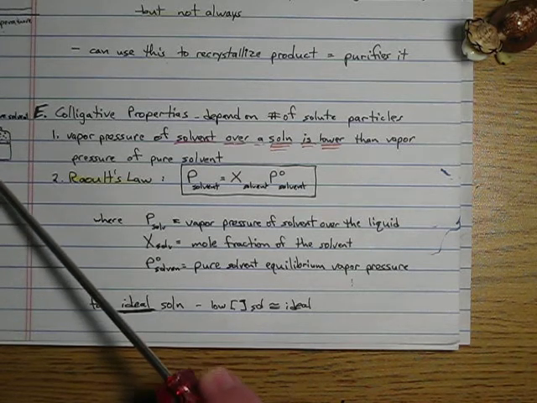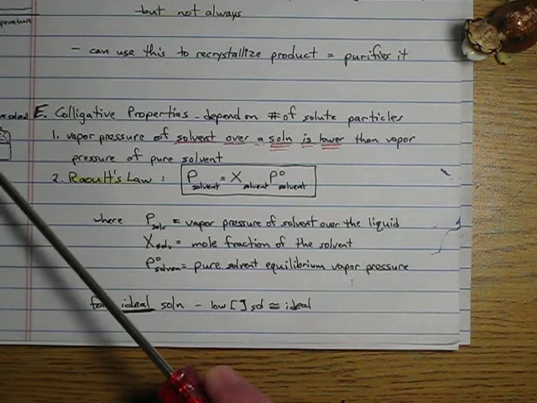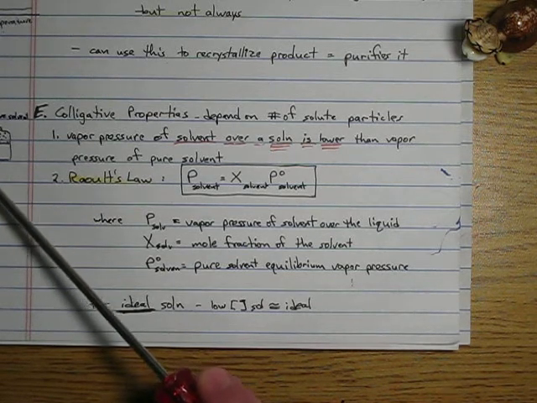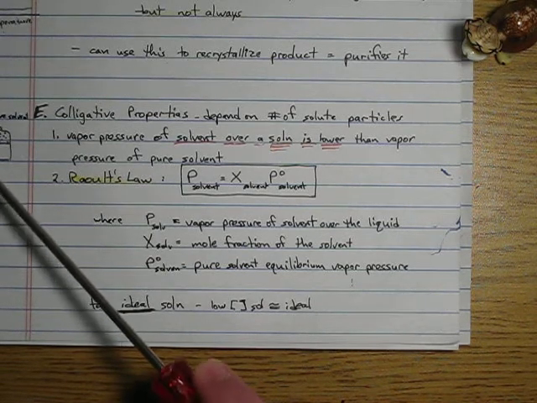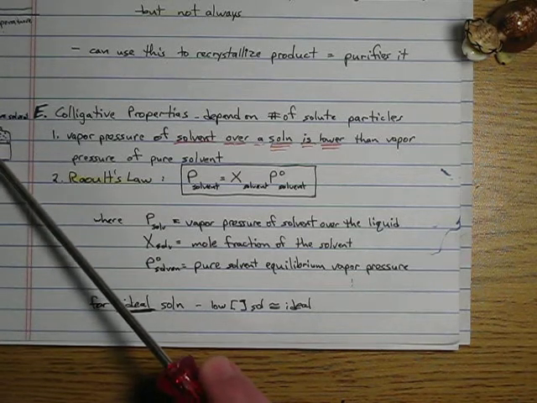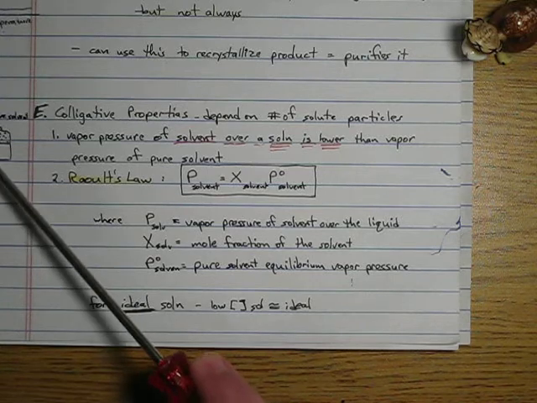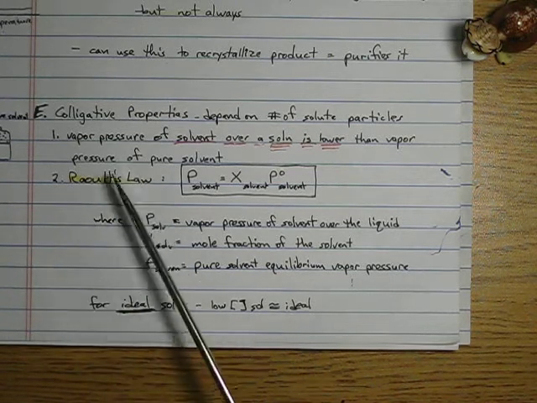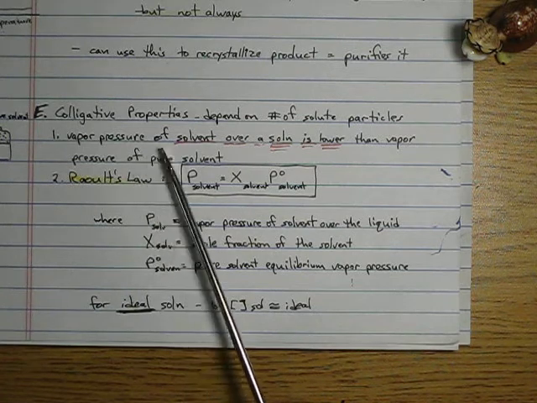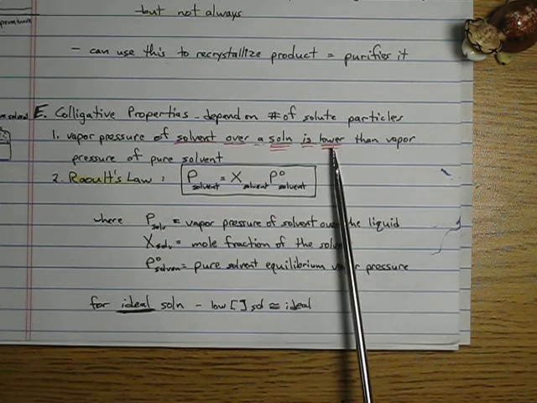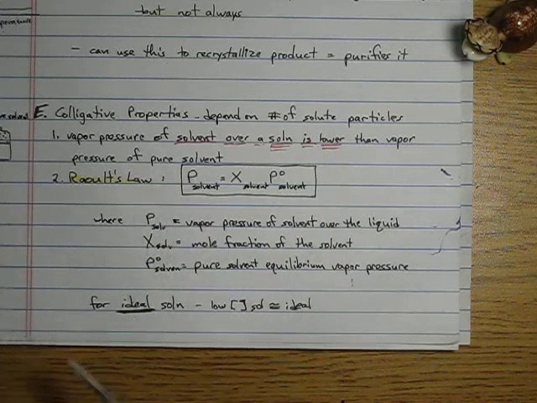Adding a non-volatile solute, meaning not going to evaporate very well, high boiling point, to water lowers the vapor pressure of the water molecules above there, lowers the number of water molecules in the gas phase above the liquid water. All right, let's say it again. The vapor pressure of a solvent over a solution is lower than the vapor pressure of the pure solvent.